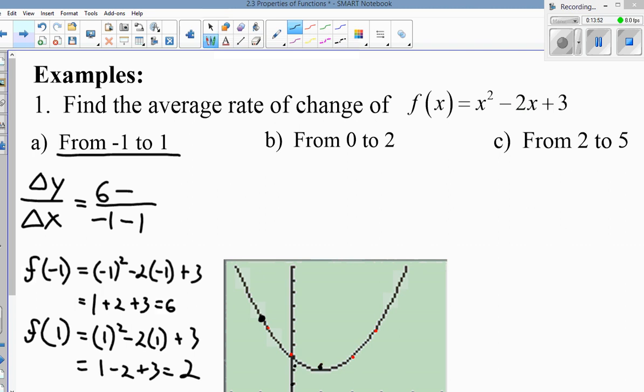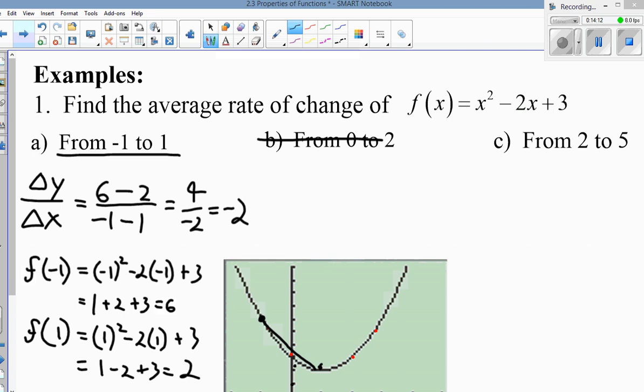So I want to know what is the slope, or average rate of change, of the line connecting these two. So here I get 4 over negative 2. I have a slope of negative 2. Okay, so we'll do this one more time. We'll skip B. Let's just go ahead to C.